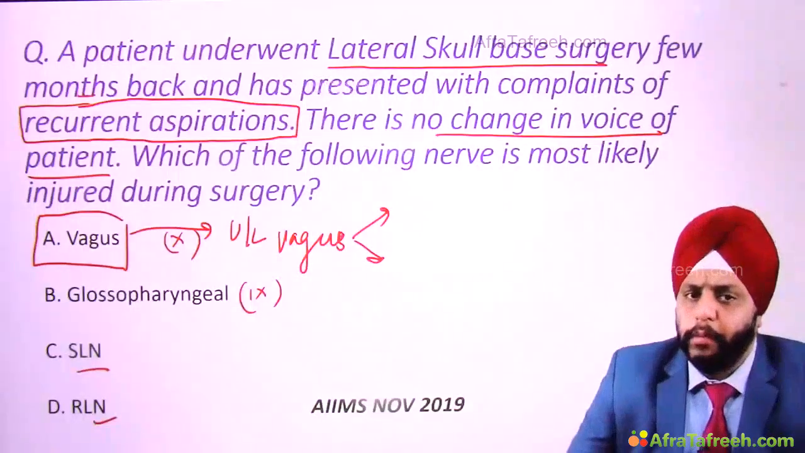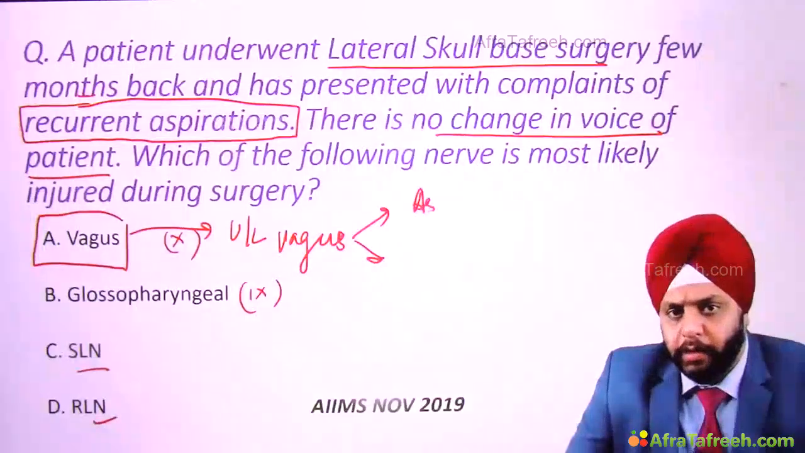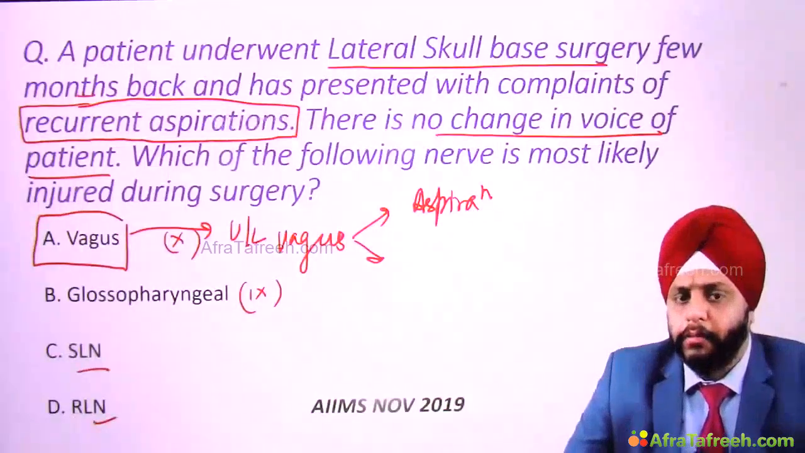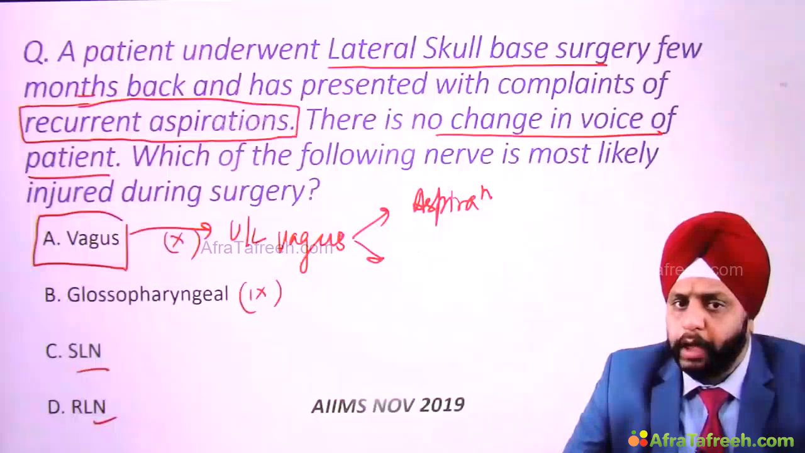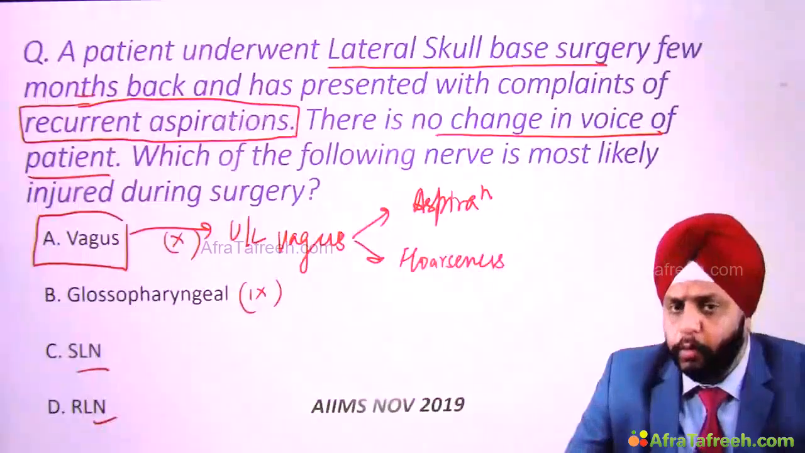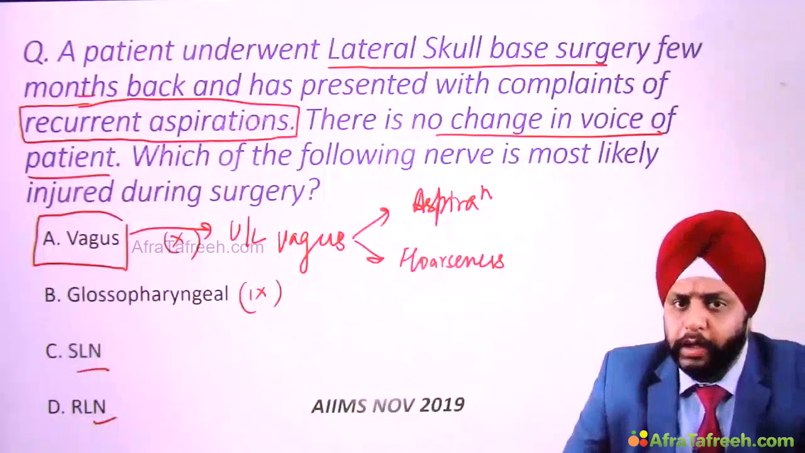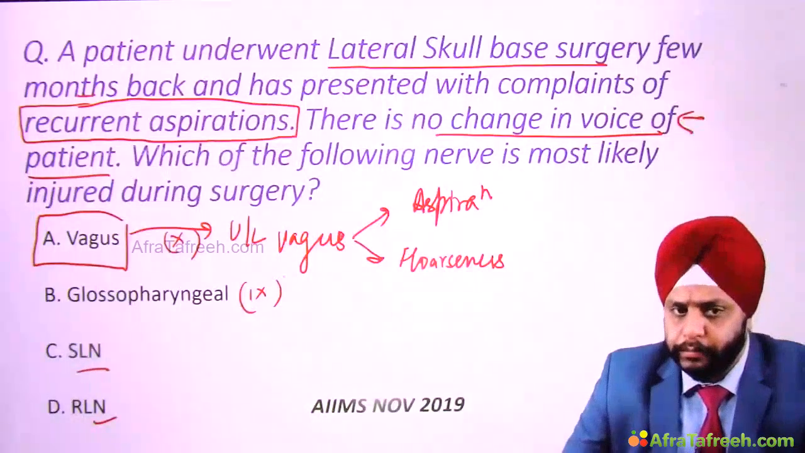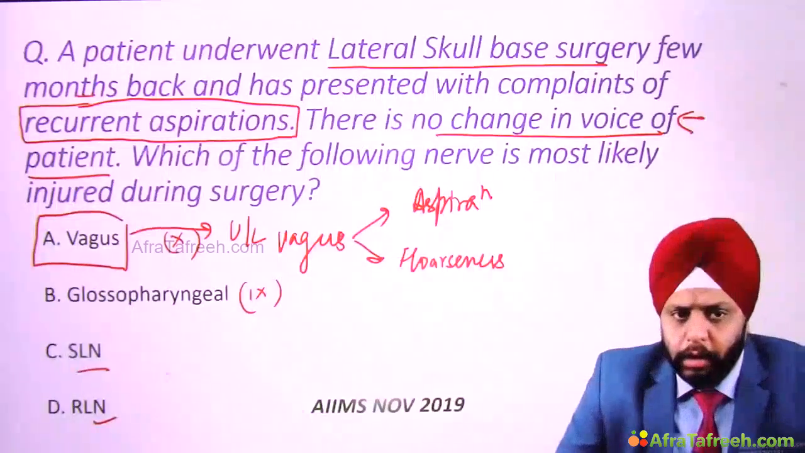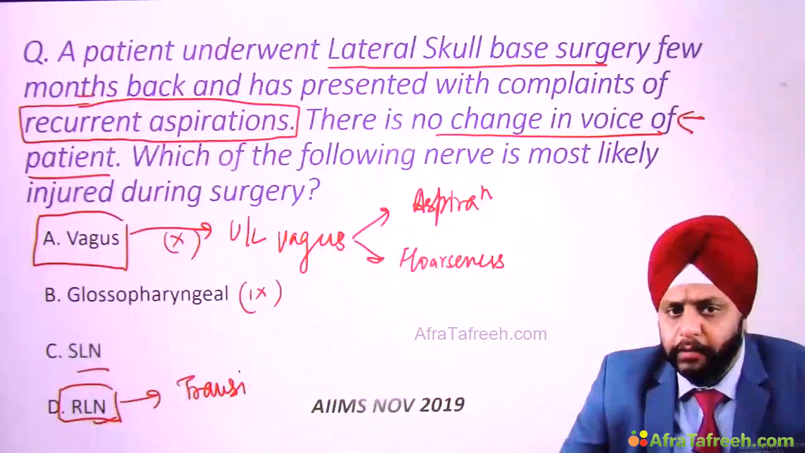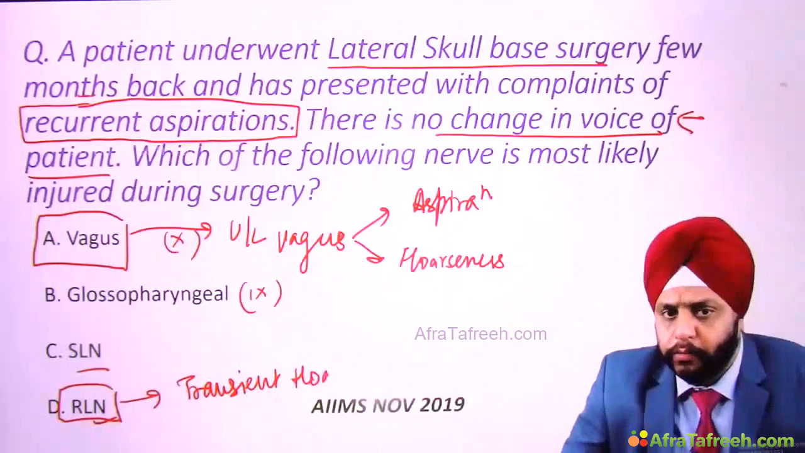Which 2 things? Number 1, the patient will have aspiration that we have just discussed. The patient will also have hoarseness. And this is not a transient hoarseness because the vocal fold will lie in cadaveric position. However, the question says there is no change in voice. Now let's say there is a recurrent laryngeal palsy. In recurrent laryngeal palsy, the patient only has transient hoarseness.